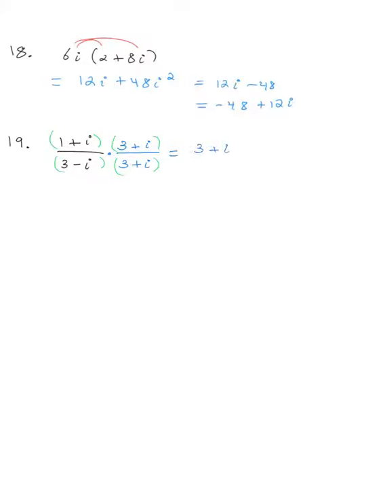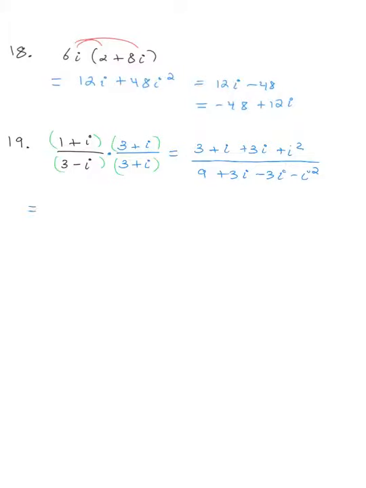If I multiply in the i, I get plus 3i plus i squared. In the denominator, if you multiply in the 3, you get 9 plus 3i. If you multiply in the negative i, you get negative 3i minus i squared.